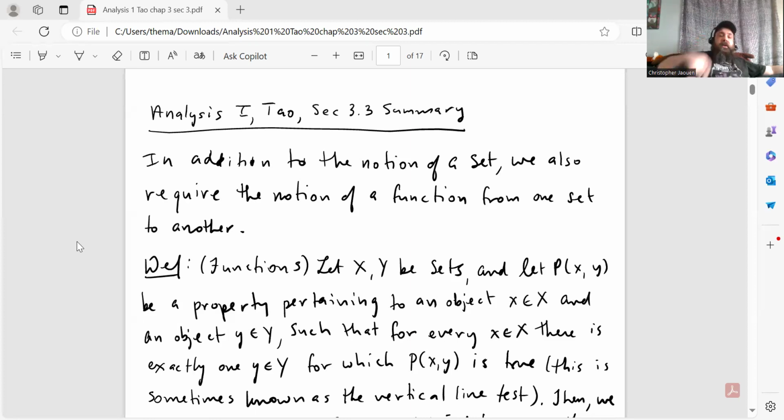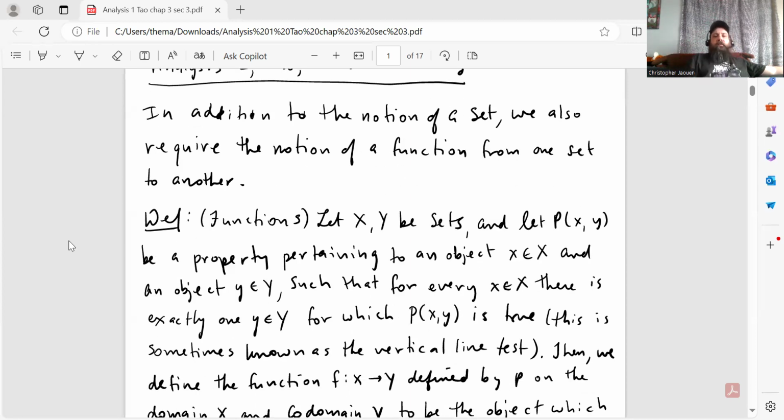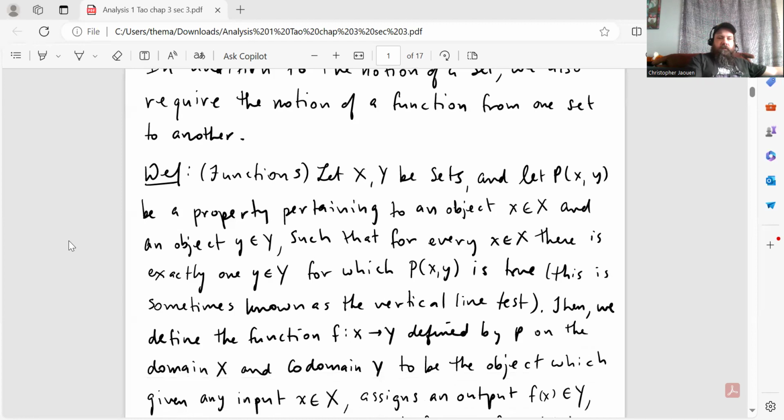So in the last section, 3.2, we talked about Russell's paradox, and we talked about the axiom of foundation. And in section 3.1, we talked about the other axioms of set theory. Now we're going to look at functions, like I said. So we'll start with the definition, but before we do that, he says in the beginning of the chapter that in addition to the notion of a set, in order to do the mathematics that's required for analysis, we also need the notion of a function. So we'll start with the definition of functions.